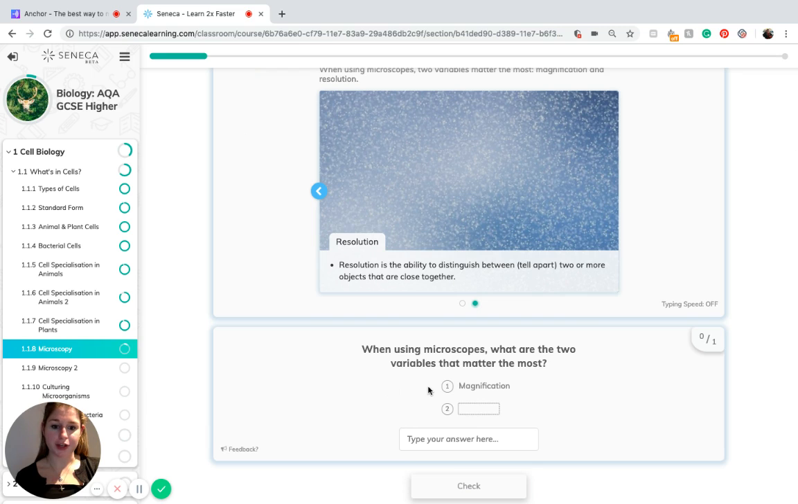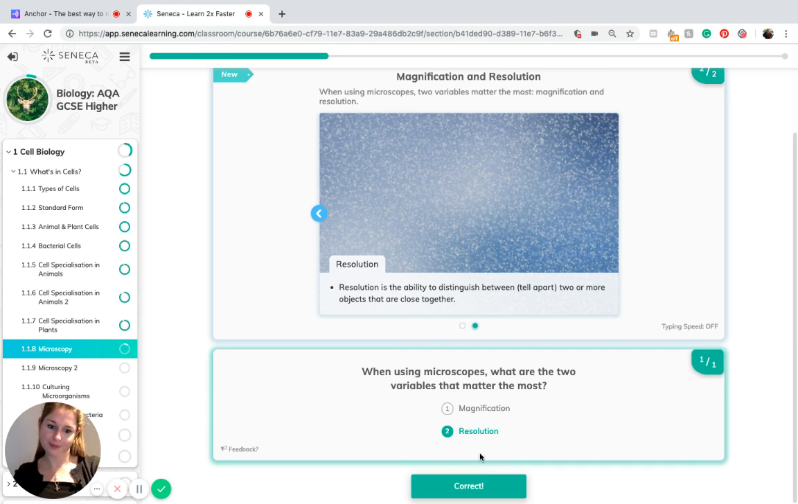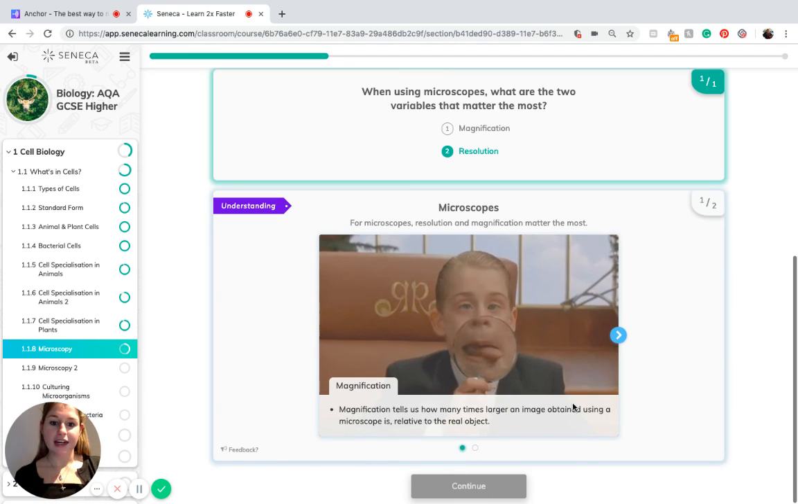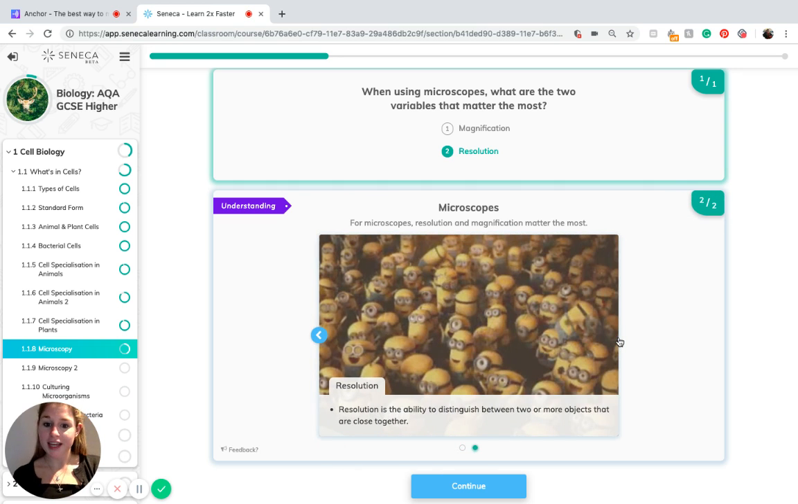So when using microscopes, what are the two variables that matter the most? We know that these are magnification and resolution. For microscopes, resolution and magnification matter the most. Magnification tells us how many times larger an image obtained using a microscope is relative to the real object. And to recap resolution, this is the ability to distinguish between two or more objects that are close together.